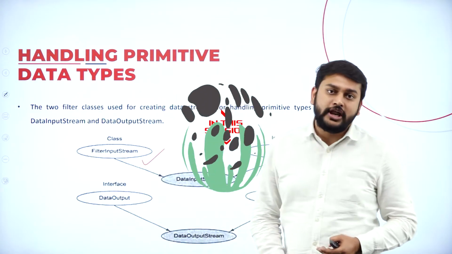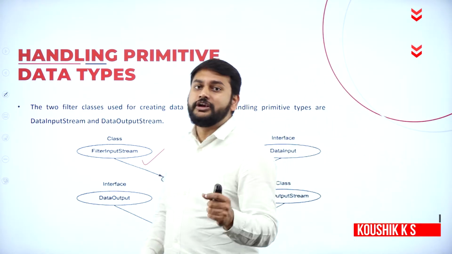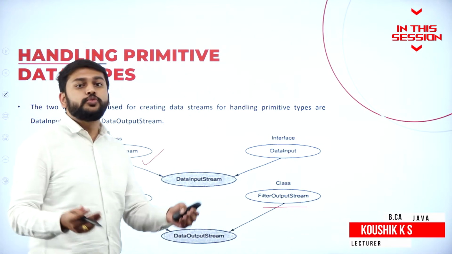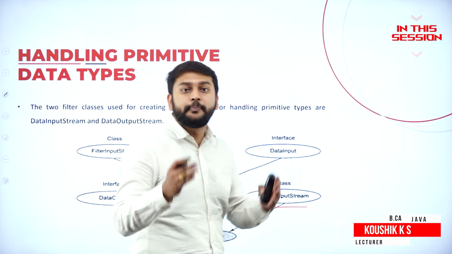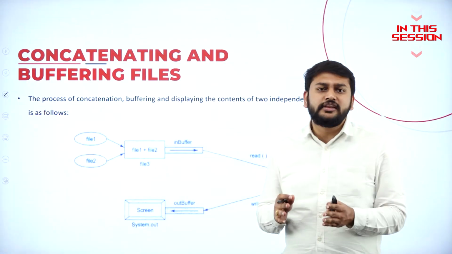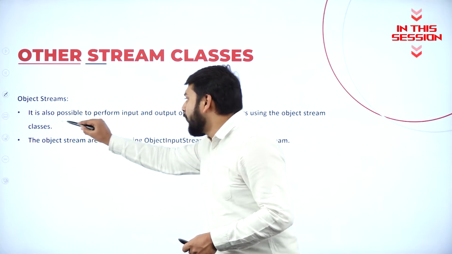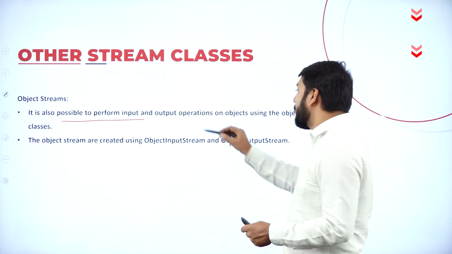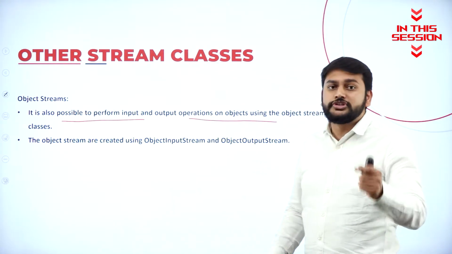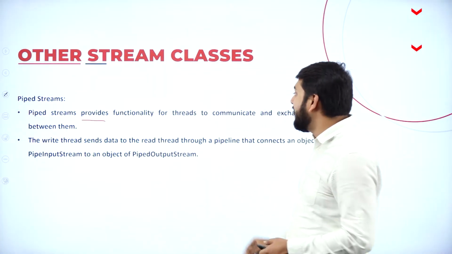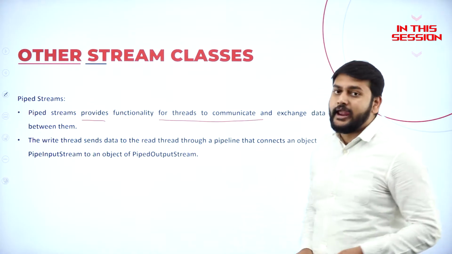Filter input stream, and also I have got filter output stream. So these are the two important classes which will help me to handle the primitive data type. Concatenation, in the sense you all know, so adding two things. It is also possible to perform the input and output operations on objects using object streams. So pipe streams provide the functionality for threads to communicate.